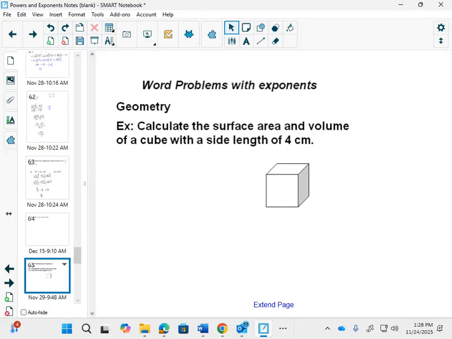Okay. First of all, this first question has a couple things that we're going to highlight. It says to find surface area and volume of a cube with a side length of 4 centimeters.